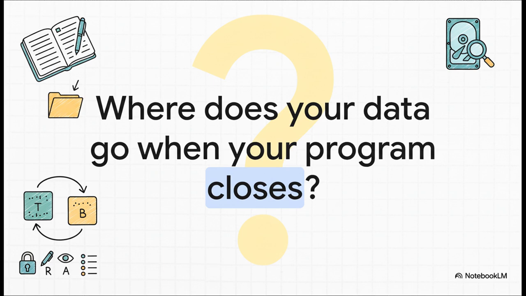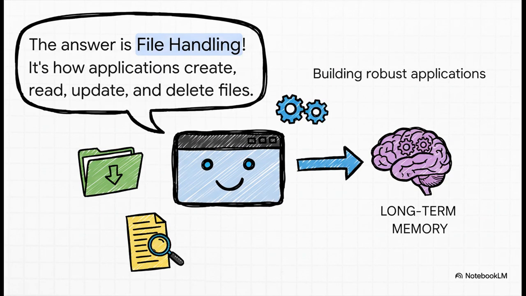It's like your program has short-term memory loss. So where does all that data actually go? Well, the answer is it doesn't have to go anywhere. This is where file handling comes in. It's the skill that lets us give our programs a long-term memory. It's how we let them create, read, and update files right there on your computer so they can pick up right where they left off.